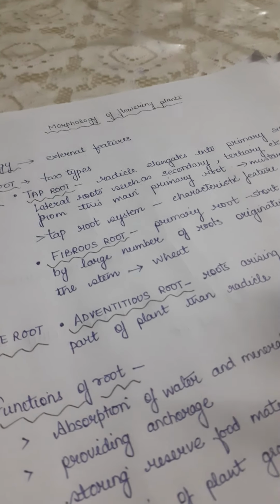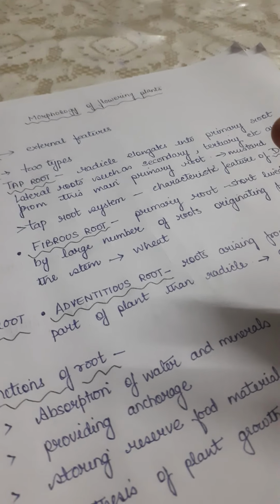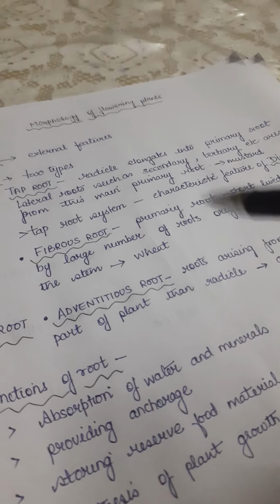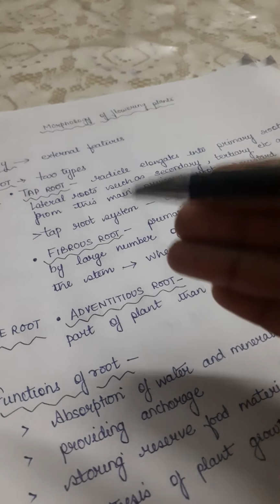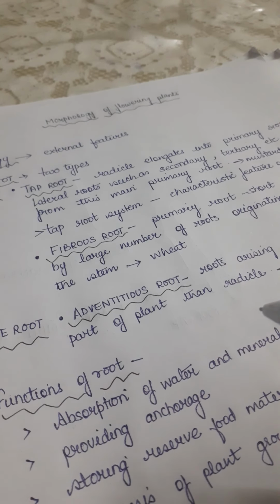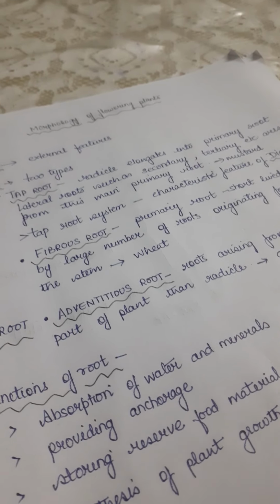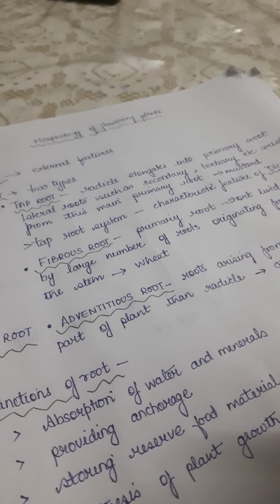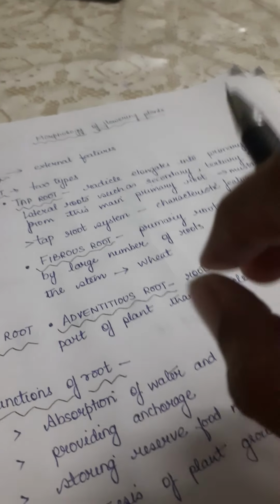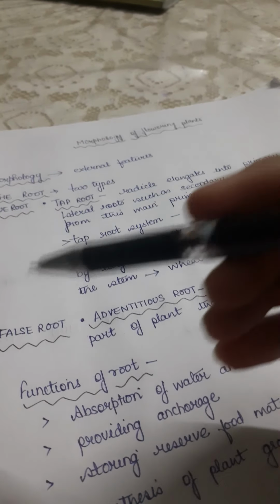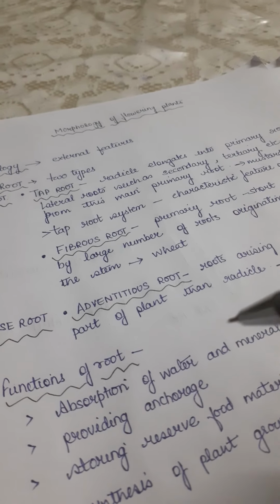Of course the roots, you understand what roots are for. If I ask you a question directly, you will be able to answer. So roots are basically of two types, true and false roots. Now, what are true roots? The roots that arise from the radicle of the plant. That will be true root. And what are false roots? False roots are the ones that arise from any other part than the radicle.